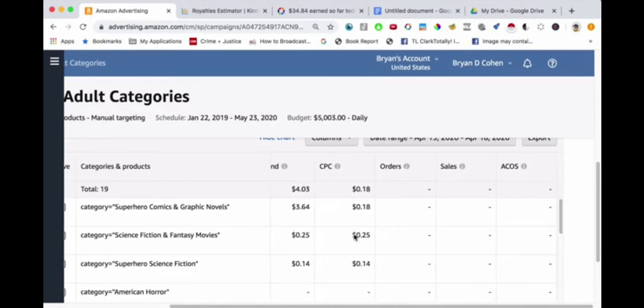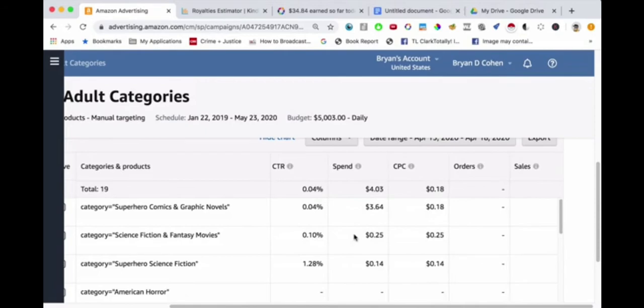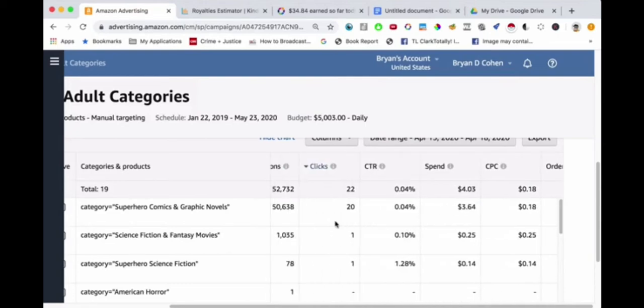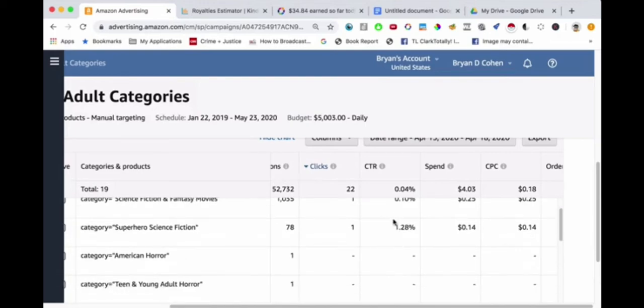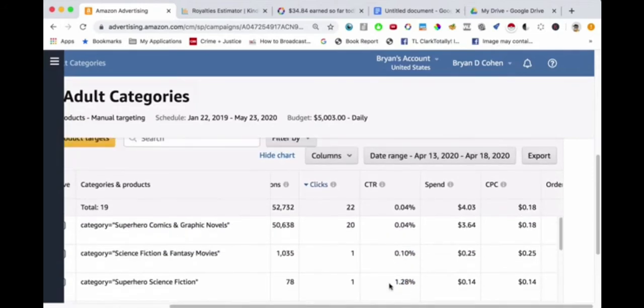And so we see here, oh, well, there's no tracked sales, but this is a KU book. But we see this one is getting the most spend, but it has the worst click-through rate. So maybe we would consider superhero science fiction is not getting a lot here. Maybe, but it's getting a good click-through rate compared to the others. Click-through rate, as you might recall, is the percentage of clicks from the impressions.